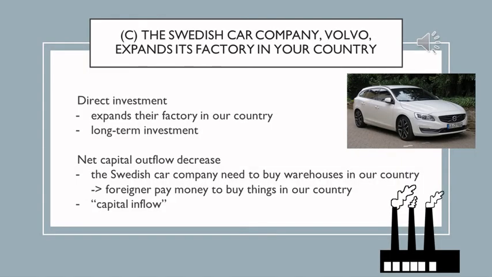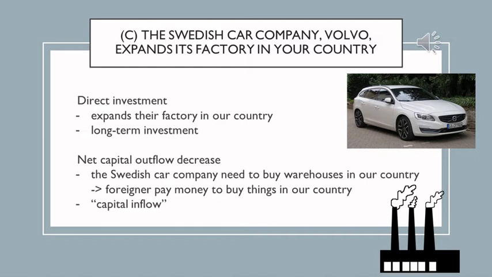For the situation of Part C, the Swedish car company Volvo expands its factory in our country. It is a direct investment as the company is making a long-term investment in our country. The Swedish car company needs to buy a warehouse in our country, which means the foreigner will pay money to us for buying the things they need in the expansion. It is a capital inflow and makes the net capital outflow decrease, as the purchase of domestic assets by foreigners has increased.